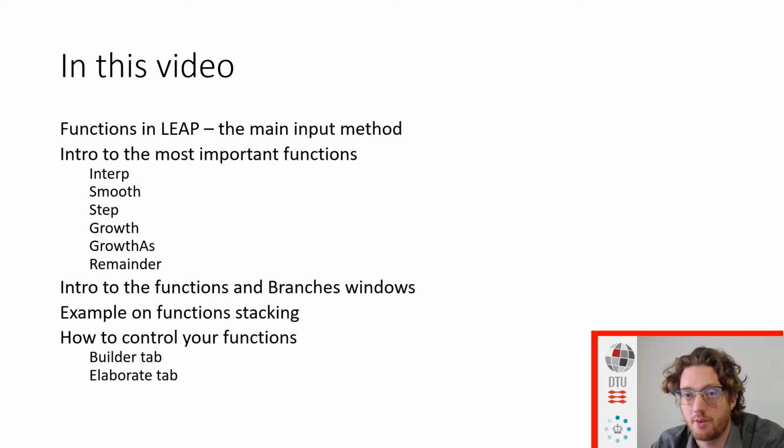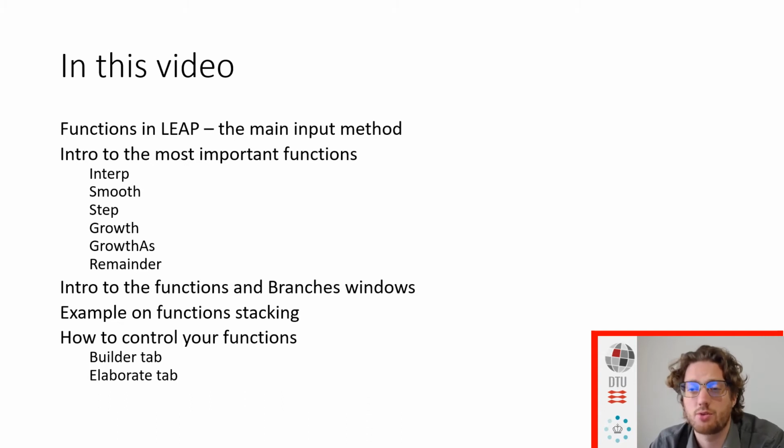There are other methods of inputting data into Leap, like importing from Excel, for instance. But the main method that we use is inputting data directly into Leap, which is done through the functions. We're going to have an introduction to the most important functions, which are the Interp, smooth, step, growth, growth as, and remainder functions. I will go through them individually and explain what they do, but these are the functions we're going to use 98% of the time.